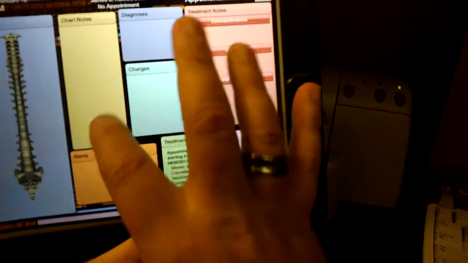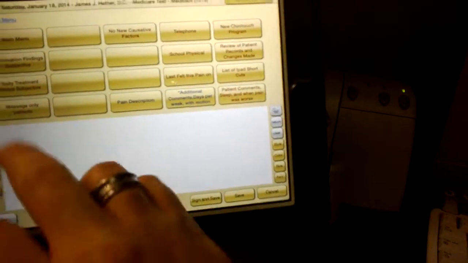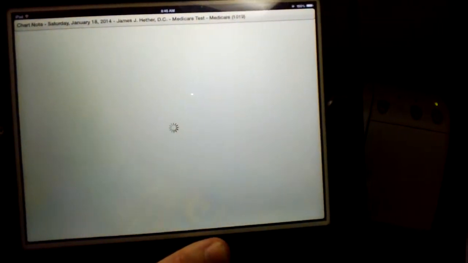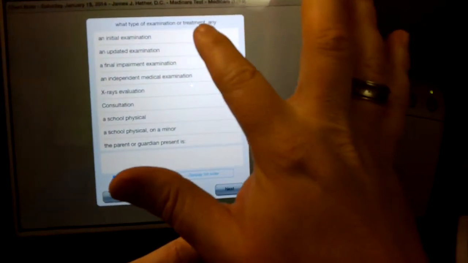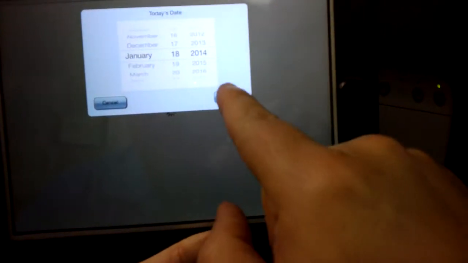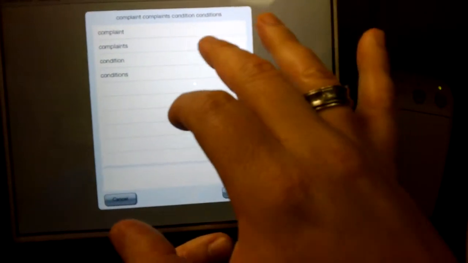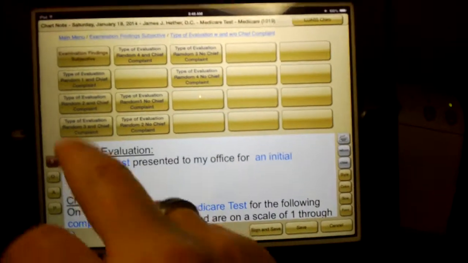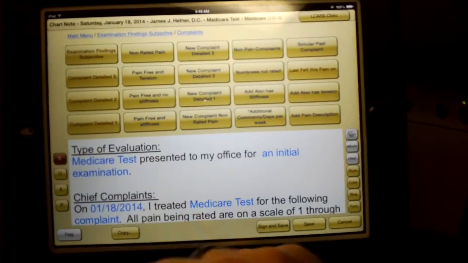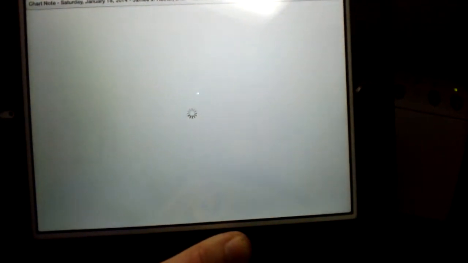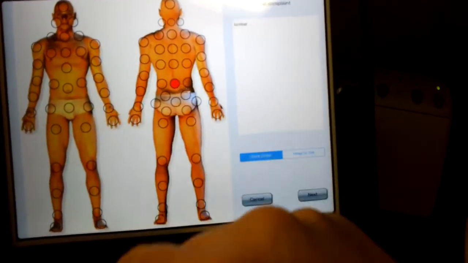All right, so from here we're going to go to our daily notes, and we're going to tell the computer that we are doing an initial exam with chief complaints on a patient that is coming in for an initial visit, and that today is the 18th. From there, we're going to say the person has just one complaint. We'll give them just one complaint today, and we're going to say they have low back pain.